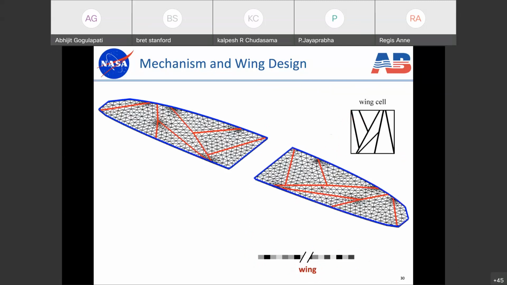And so any red batten you see here is an interior cell wall, and then we mirror that for the other wing. And I'm showing the finite element mesh for the wings as well. So we want to do wing design, and this is how we would do that. But simultaneously, we want to do mechanism design.